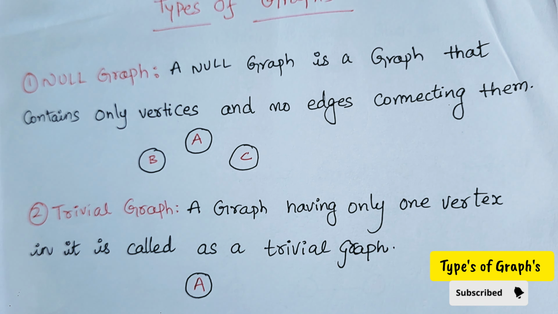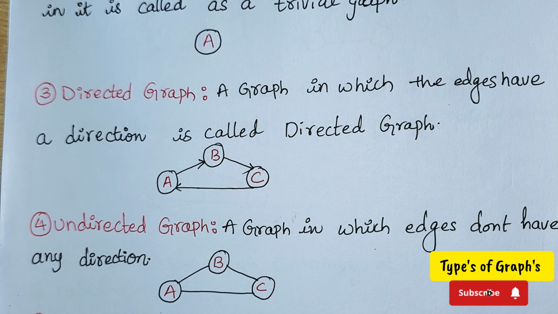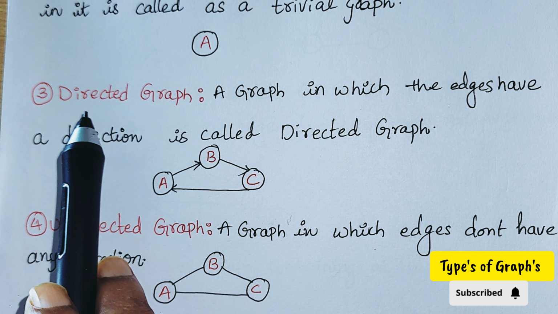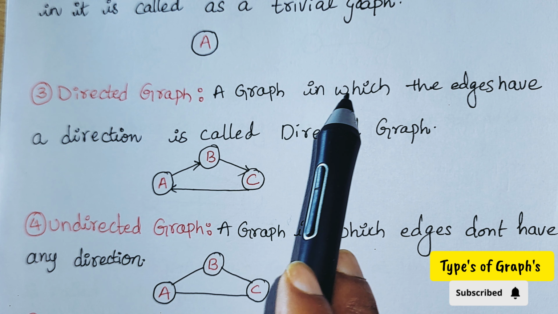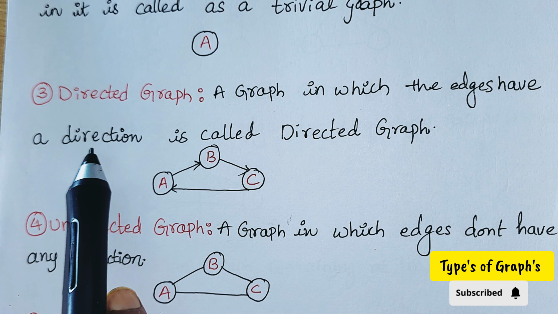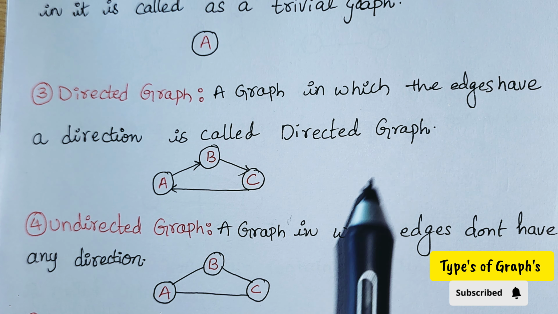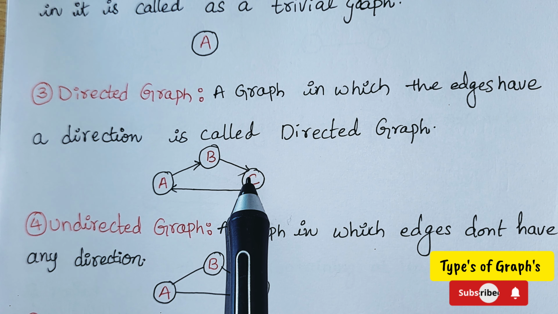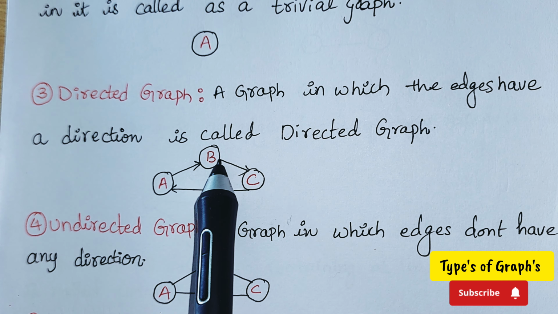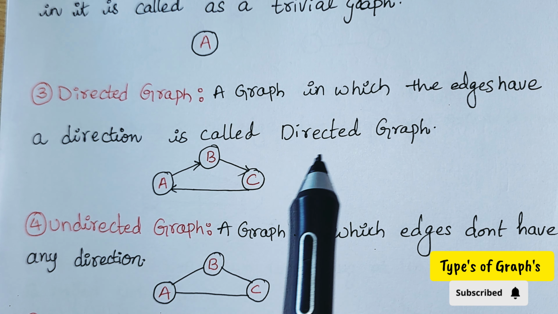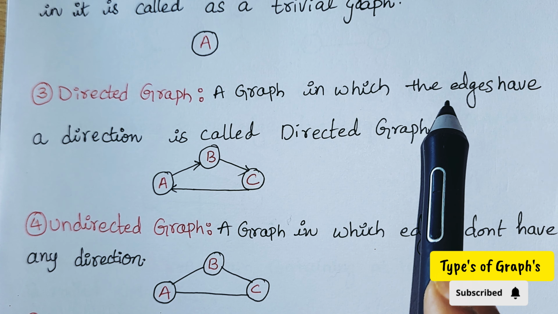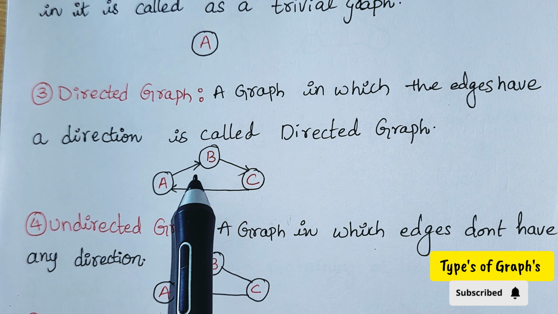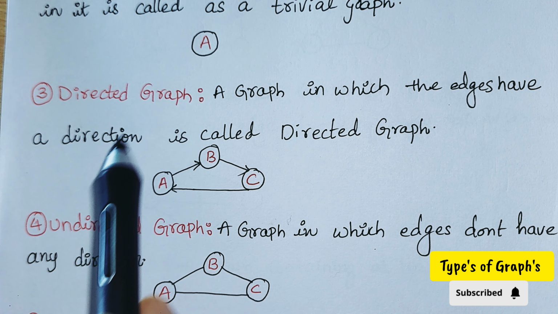Okay, so let's move on to the third one, directed graph. So what is meant by directed graph? A graph in which the edges have a direction is called a directed graph. You can see here the vertices are A, B, C. Edges are A to B, B to C, C to A. There is an edge from A to B, which has a direction. So this is called a directed graph.